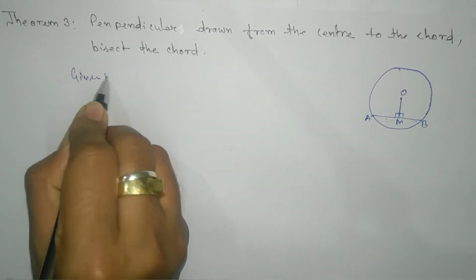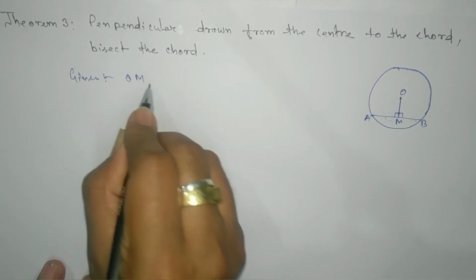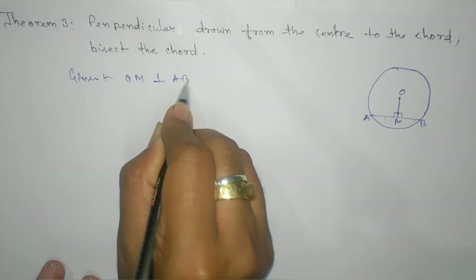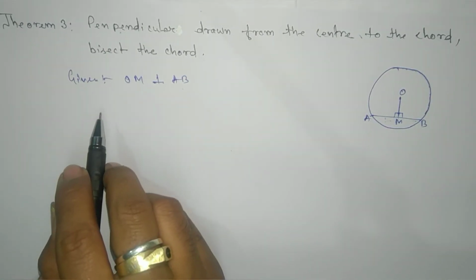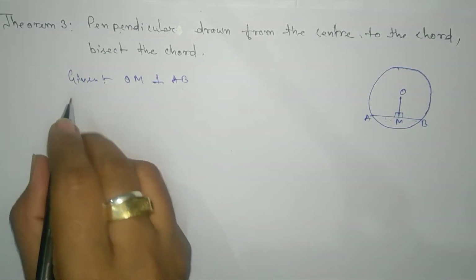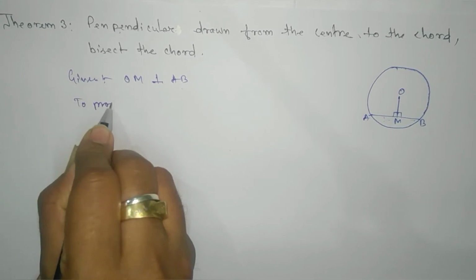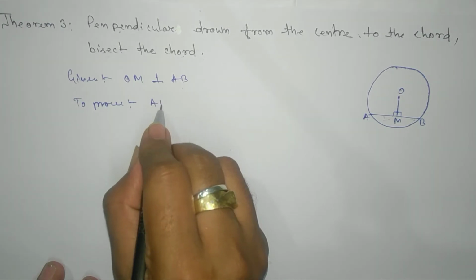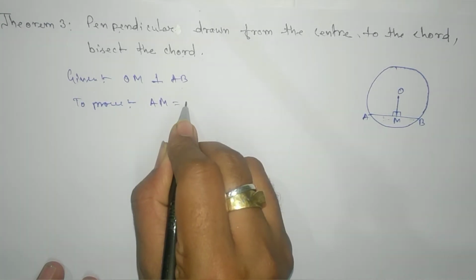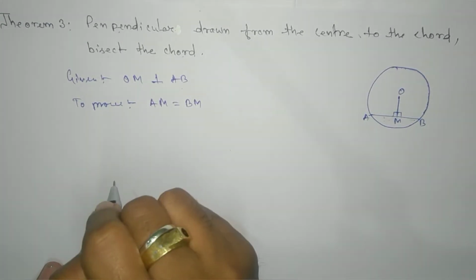So what we have is given, so we're going to write here. Given: OM perpendicular to AB. They have given a perpendicular drawn from the center to the chord. This one they have given. We need to prove that it bisects the chord, that is AM equals BM. We need to prove this one.